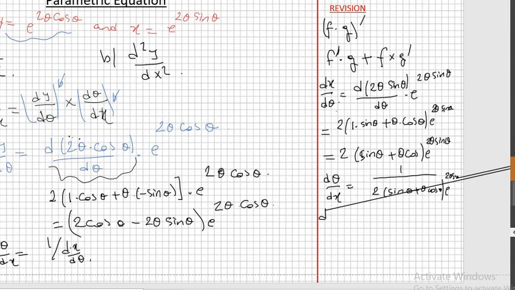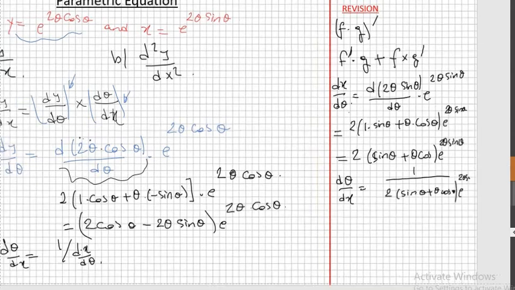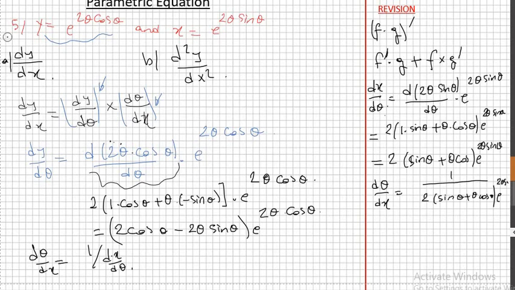Let me repeat that. So we have d theta over dx, which is equal to 1 over 2 sine theta plus theta cos theta, e to the power of 2 theta sine theta. Finally we need to find the first derivative. In other words, we have to multiply the derivative of y with respect to theta and the derivative of theta with respect to x. So what I have here, I need to multiply it by that one.